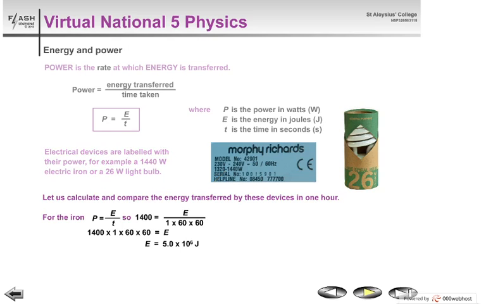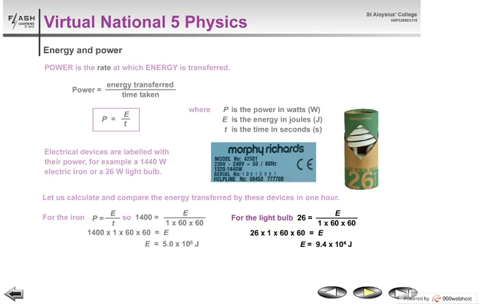If we look at a worked example based on that then, so we worked out how much energy was transferred in 1 hour, then the power for the iron, 1400, and the time is 1 hour times 60 minutes times 60 seconds, and you're trying to work out the energy. So show your substitution, substitute the numbers in, and then rearrange for the amount of energy.